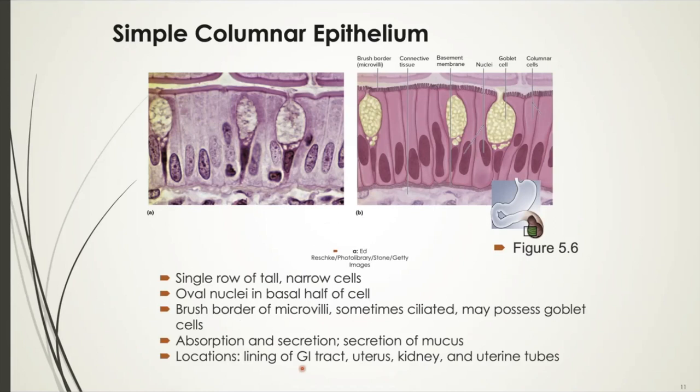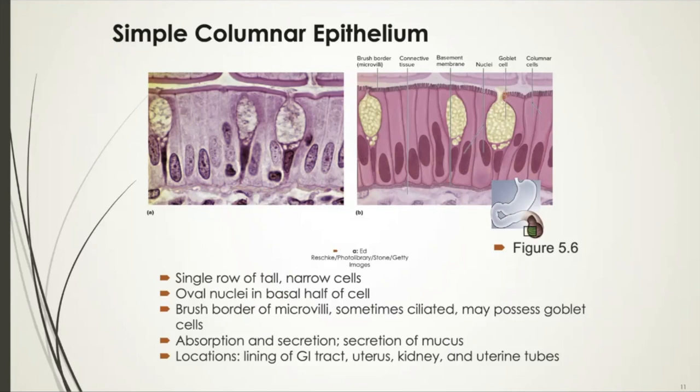So the next are the simple columnar epithelial. Those simple columnar epithelial are a single row of narrow cells, which means they're longer than they are wide, like I told you. They're going to have oval-shaped nuclei in the basal half of the cell. So the basal is going to be by the basement membrane, and you're going to find the nuclei lower toward that basal part of the cell.